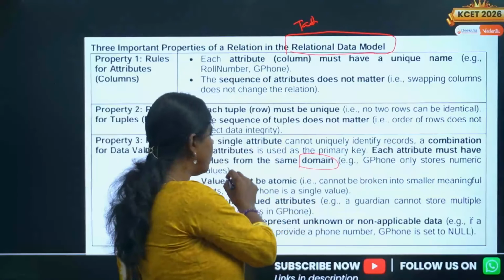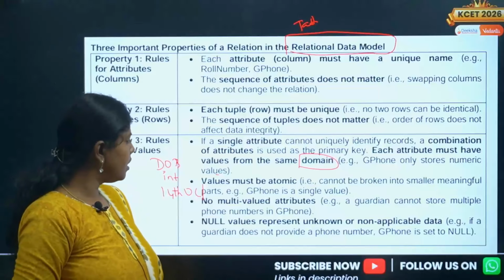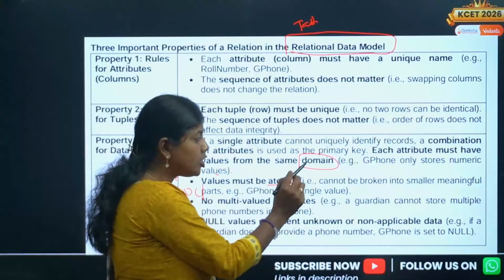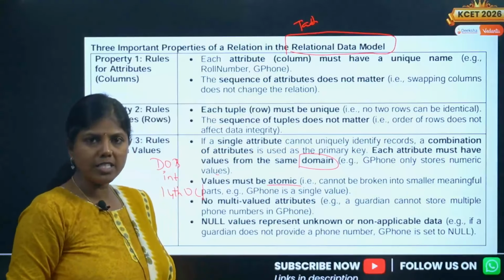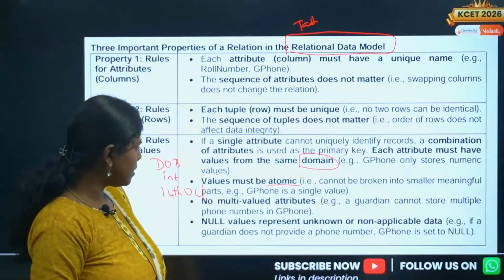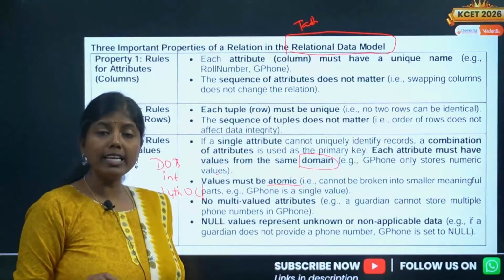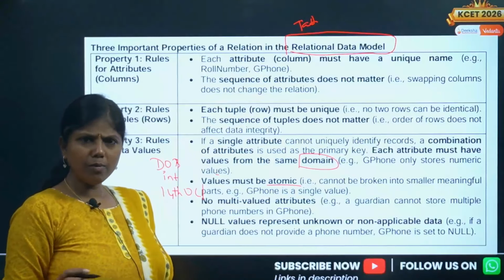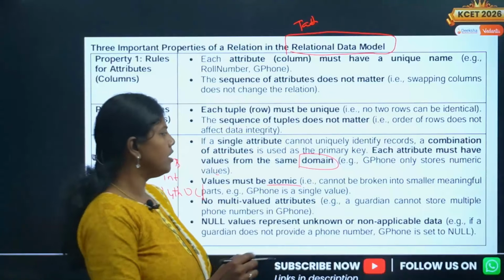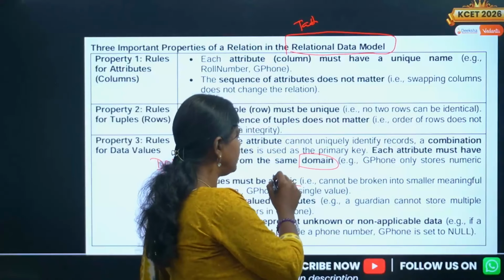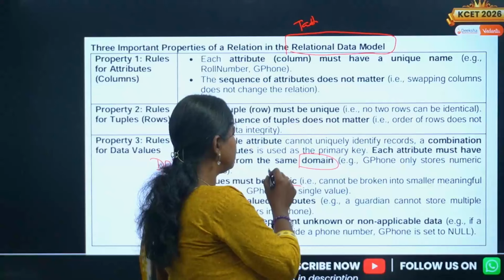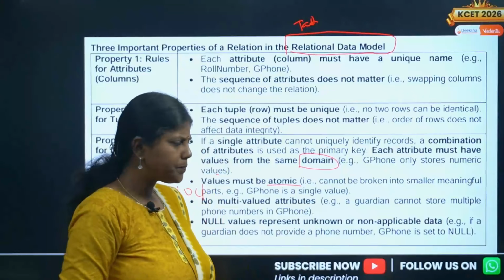So numeric type only, you cannot have strings. And it should be atomic. It should not be divisible. Phone number should be a single value. Rather than a phone number, we'll take a name. For example, what is the name I can take?